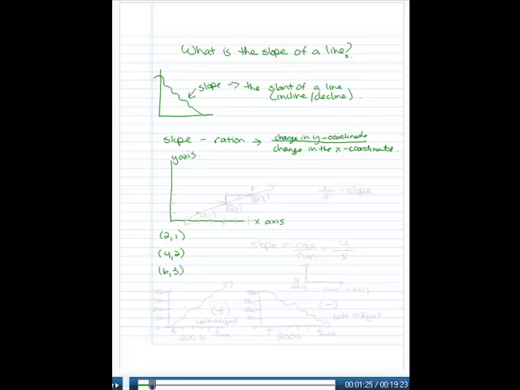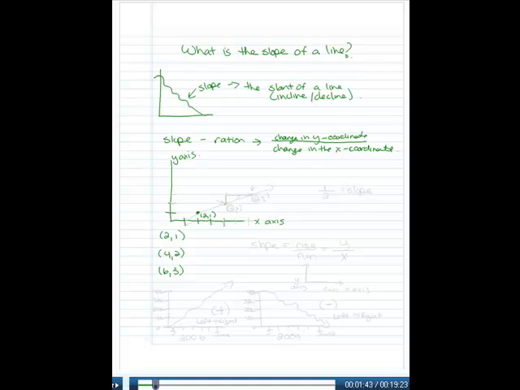So let's plot them first. I have x is positive 2 and y is 1. So there's my first point. Okay, and that's (2, 1). My second point is (4, 2). So I have 1, 2, 3, 4, and I'm going to go up 2 on the y-axis.